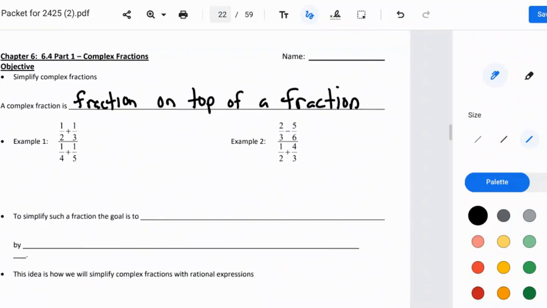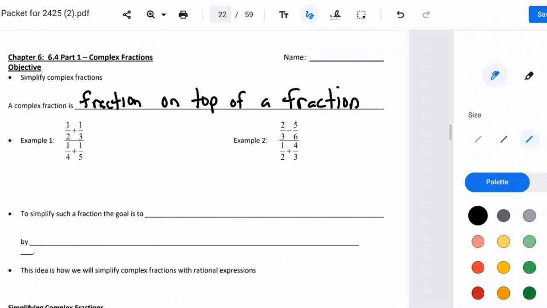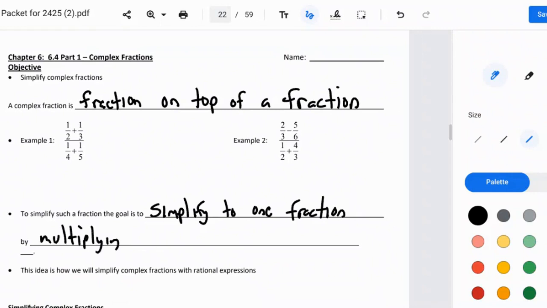So the goal is to simplify to one fraction in the end. And that's by multiplying by the LCD, the lowest common denominator, which we've talked about in this unit. So if we take a look at the LCD, that's all of the denominators.